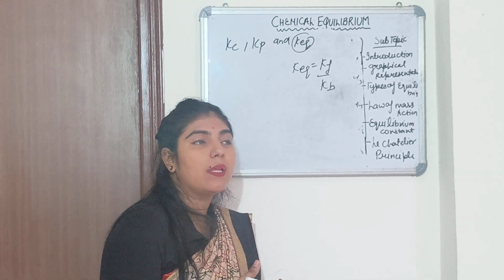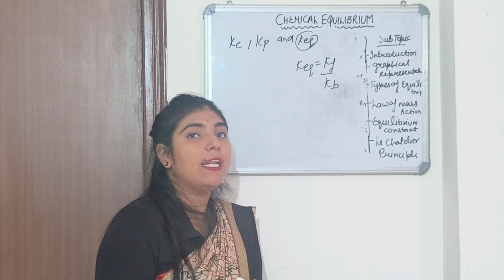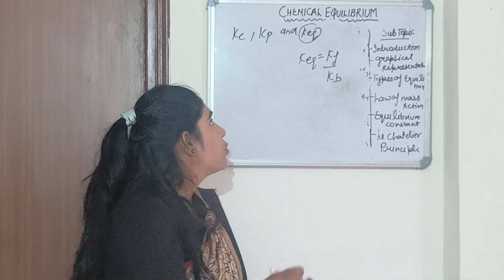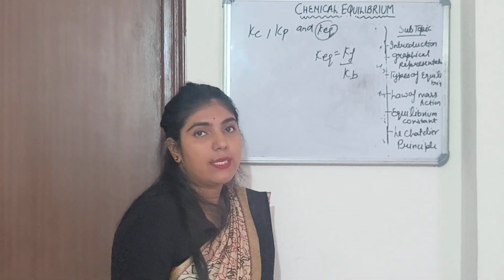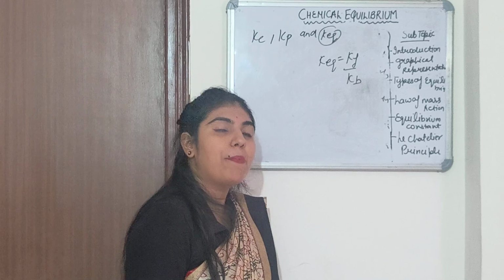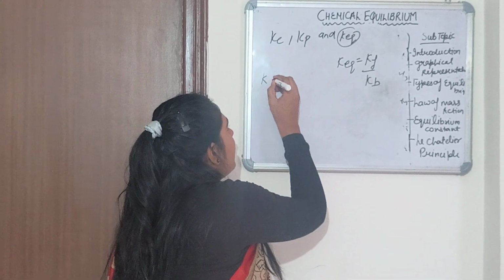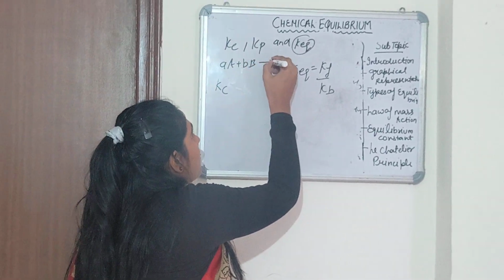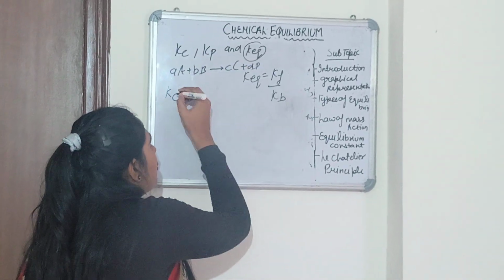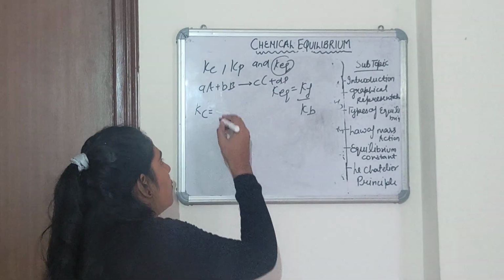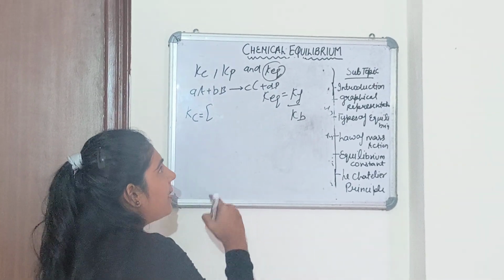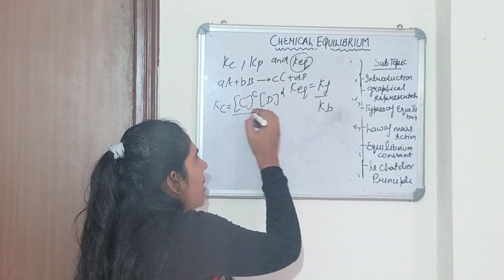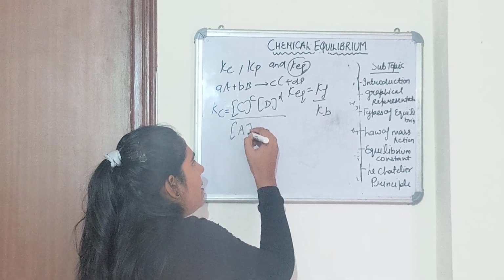But if we are not dealing with any other state like liquid, if we are dealing with gases, then the concentration is directly proportional to the pressure. So we write the rate constant Kp in terms of partial pressures. For example, Kc for the same reaction aA plus bB gives cC plus dD. So Kc will be equal to the concentration of products by reactants. So what are the products? C and D. And what are the reactants? A and B.